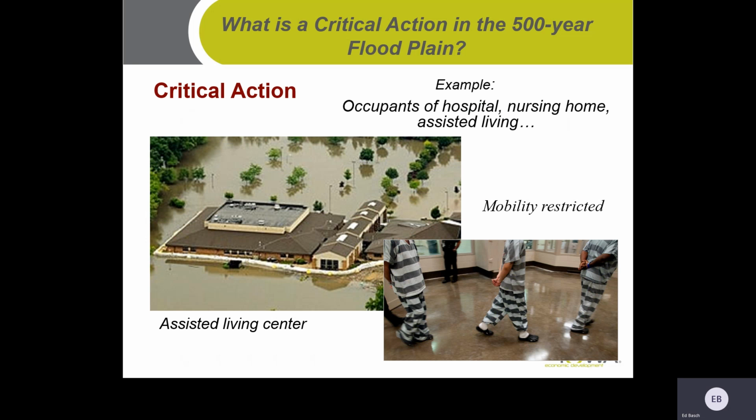It can also be critical in terms of individuals. If you have hospitals, nursing homes, assisted living, where the mobility of the residents is severely restricted, it'd be tough to get them out in the case of a flood. That's considered a critical action. Also, prisons are mobility restricted, and you wouldn't want to be necessarily having to evacuate those either.